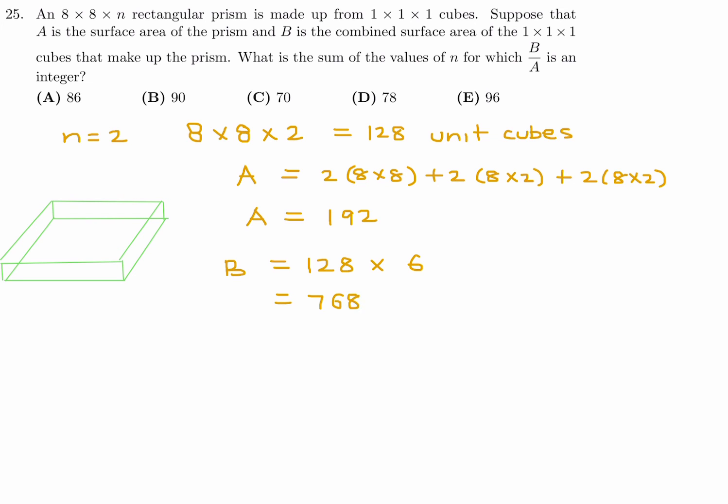So what is B over A in this case? B over A would be 768 over 192, and that is 4. Is that an integer? Yes. So that is how we approach this question.